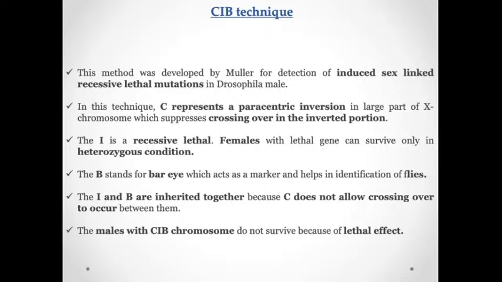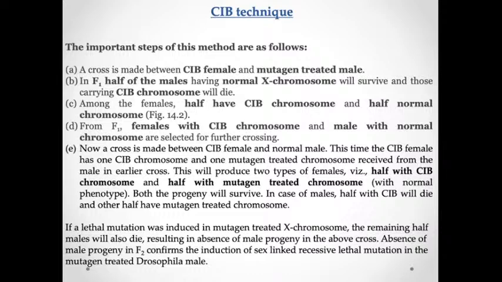l and B are inherited together, whereas C does not allow crossing over to occur between them. So l and B will always be inherited together, whereas C does not allow crossing over to occur between them. The male with the CIB chromosome does not survive because of the lethal effect. The important steps of this method are as follows.